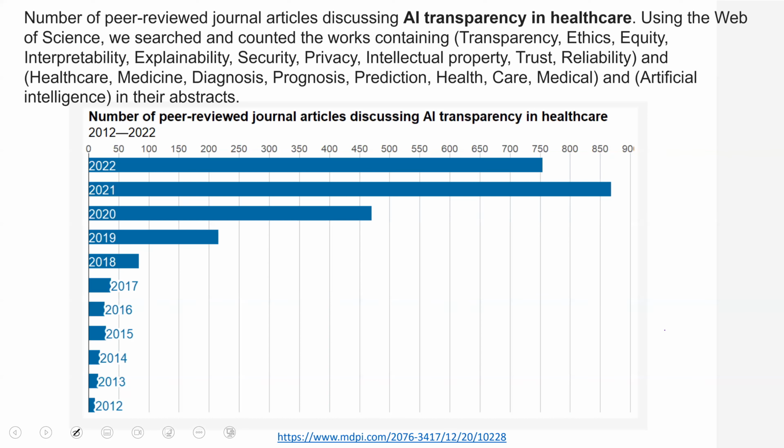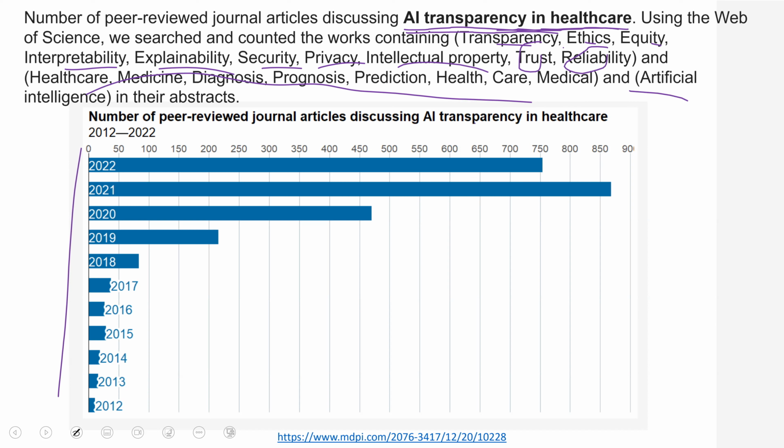Just have a look. This is from one journal. I don't like this publisher that much, even though I have papers there and maybe in the future I'll have more, but it doesn't matter. They published a paper on AI transparency in healthcare, and the search terms were transparency, ethics, equity, interpretability, explainability, security, privacy, intellectual property, trust, reliability, healthcare, medicine, and AI in their abstracts.